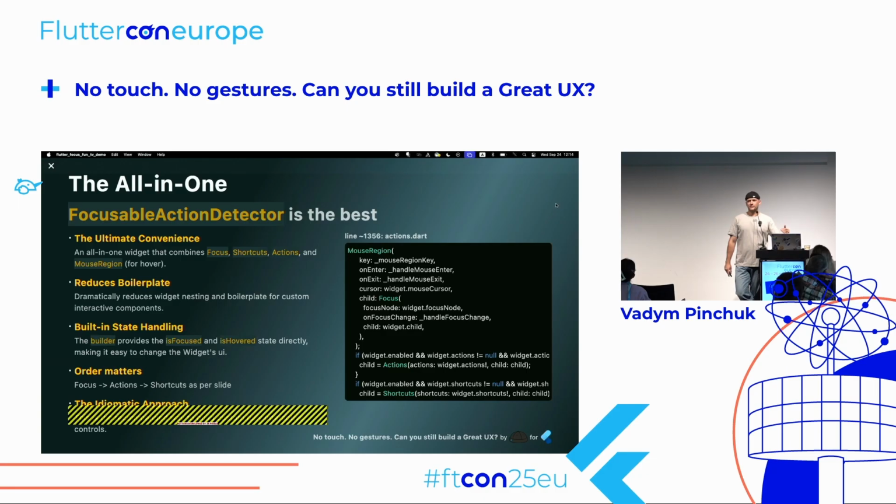And order really matters. Focus and mouse region could probably be swapped, but actions and shortcuts should always be higher, and actions should be higher than focus. That's pretty cool. If you don't really think about web, you can ditch the mouse region, or you can get inspiration from this widget for your own custom widgets and build widgets for your TV.